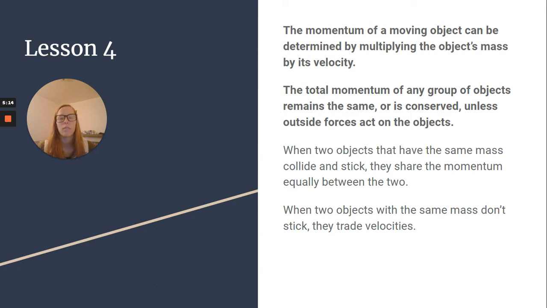And then we had two different types of collisions, sticky and non-sticky. So sticky collisions, when two objects that have the same mass collide and stick, they share the momentum equally between the two. And then non-sticky, when two objects with the same mass don't stick, they trade velocities.